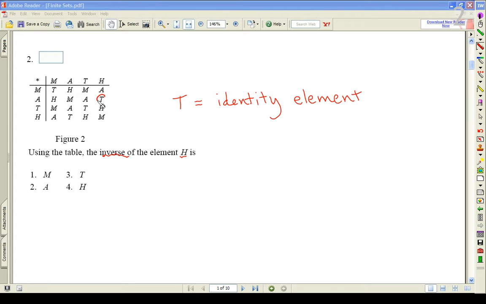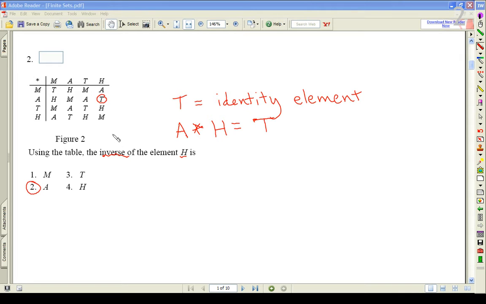If we look down, T is produced right here under the H column. What we need to do then is look across to see what actually produces that. And it happens to be A. So going down H, we look until we get the identity element, and then look across to see what letter produces that. And it's A. Therefore, A is the inverse of H. If I was to write that formally, it would look like this. A star H equals T.